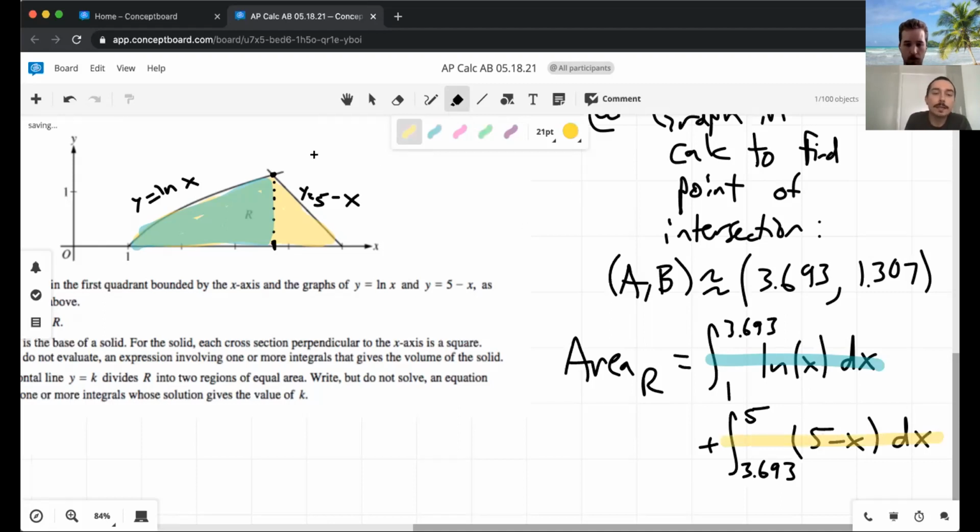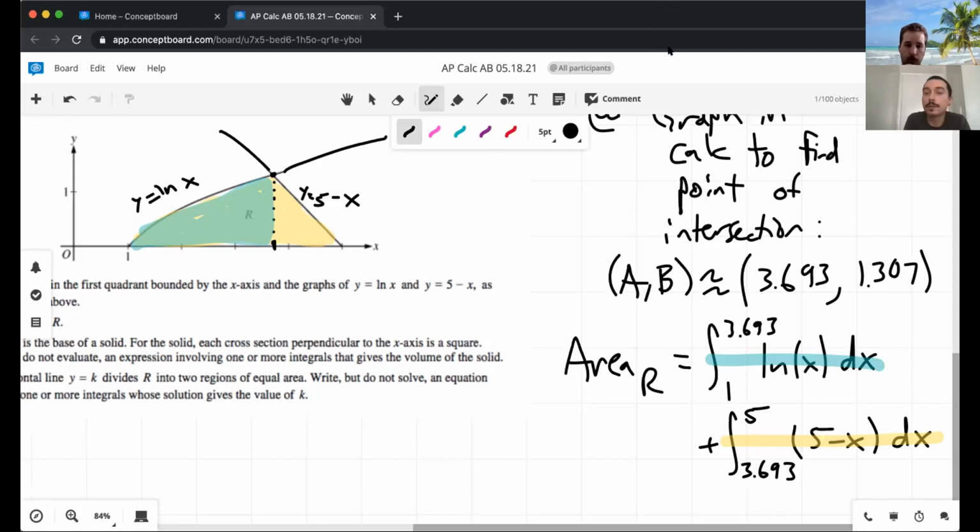We need to add these, or split this if we want to integrate it this way, because one function would continue over the other one here, and the other would continue over the other one here. We can't just integrate under the curve y equals natural log x for this whole region, because it would give us too much. It'd give us this extra bit here.